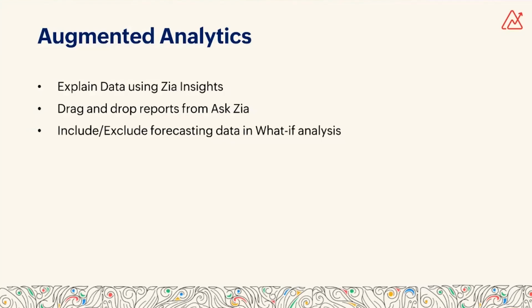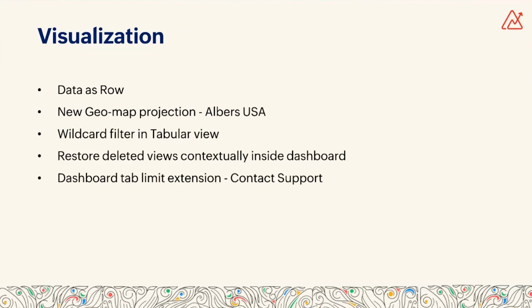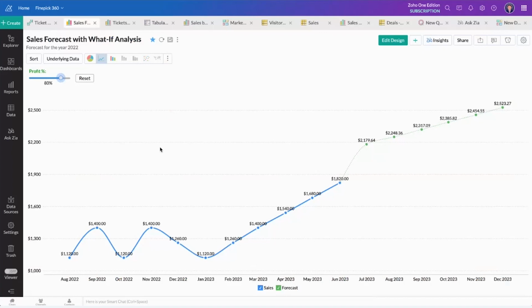With that, we are coming to the end of the augmented analytics capabilities, and we are moving to the visualization layer. There are very few updates, and I just want to run through them very quickly. So let's get into visualization. The first update is data as row or column.